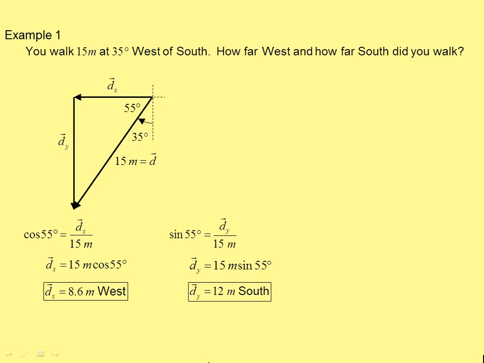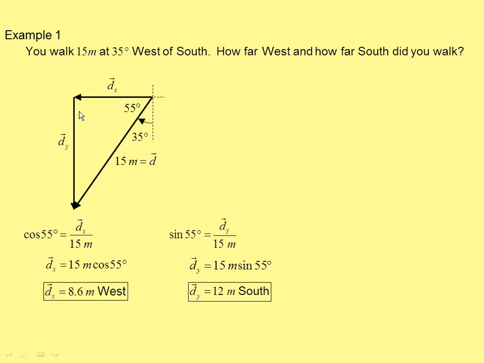So here's the answer to our problem. Right? We wanted to figure out how far west and how far south we walked if we walked 15 meters at 35 degrees west of south. So if you notice here, notice these 2 vectors are drawn head to tail. And as we've learned over the last few days, head to tail construction of a vector diagram means addition.